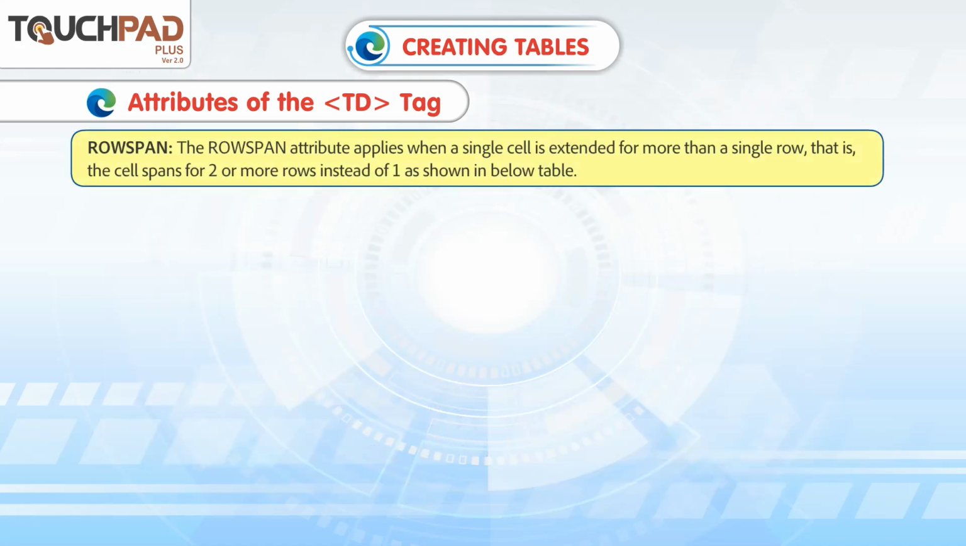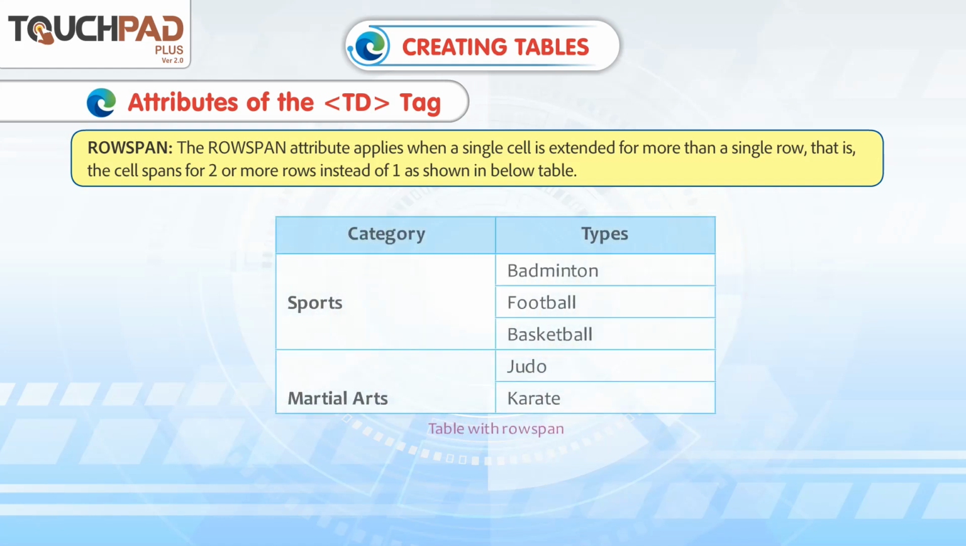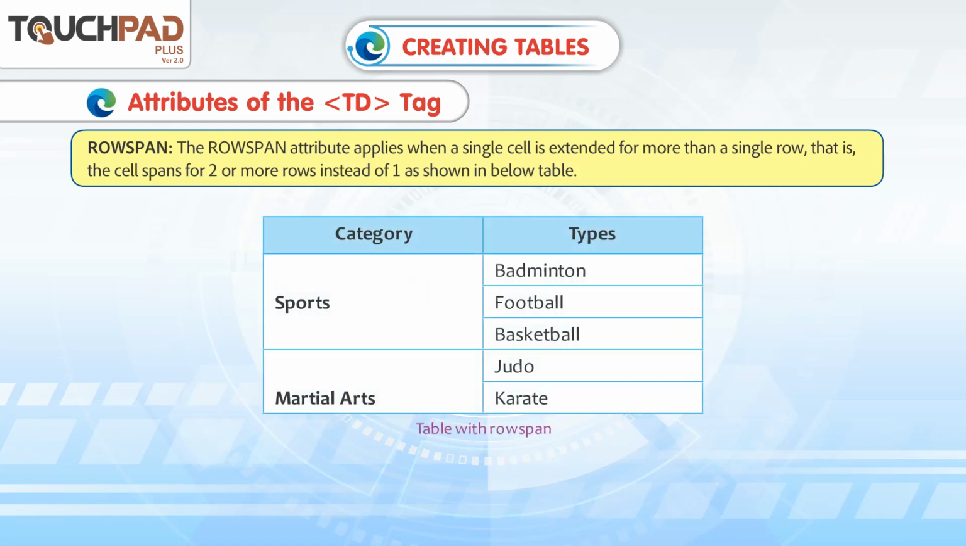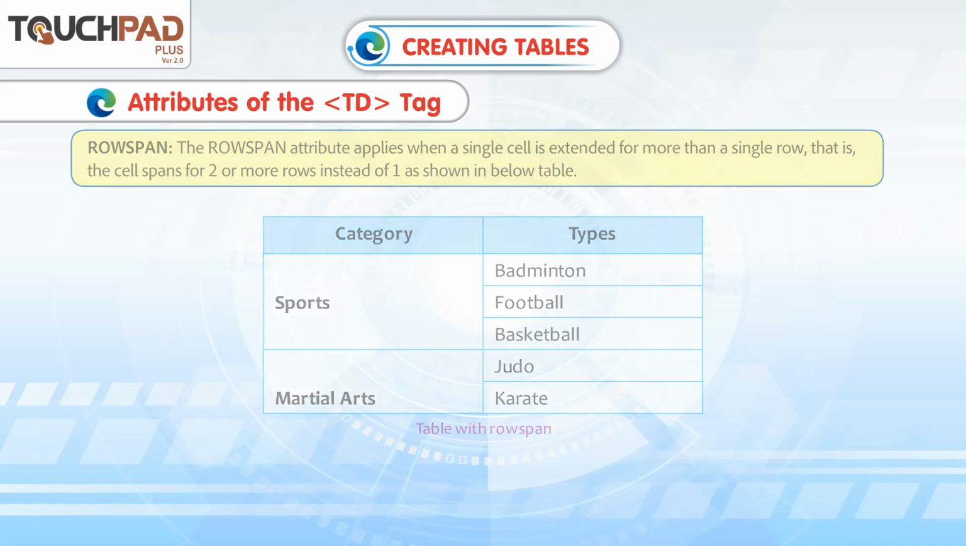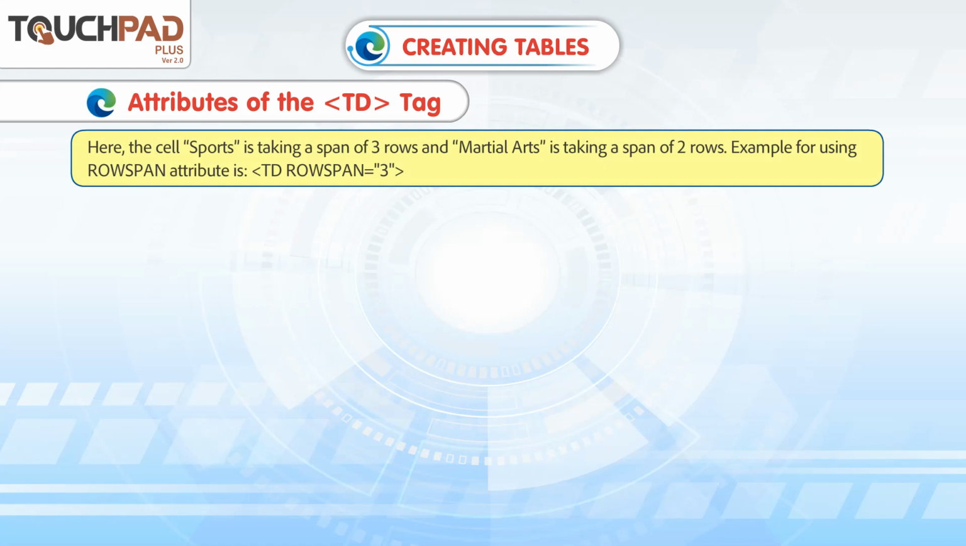Row span. The row span attribute applies when a single cell is extended for more than a single row. That is, the cell spans 2 or more rows instead of 1, as shown in the table below. Category, types, sports, badminton, football, basketball, martial arts, judo, karate. Here, the cell sports is taking a span of 3 rows and martial arts is taking a span of 2 rows. Example of using the row span attribute is <td rowspan="3">.